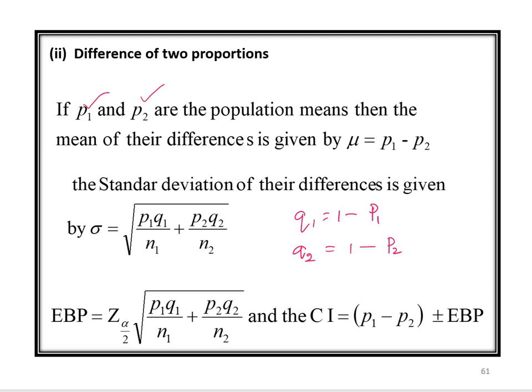Then the EBP, the error bound proportion, is given by z alpha by 2 times the square root of P1 Q1 over N1 plus P2 Q2 over N2. And once you have the EBP, you can find the confidence interval. The general formula is mu plus or minus EBP, and mu is P1 minus P2, plus or minus EBP. That's the formula to find the confidence interval and the error. Okay, now we can do some problems.